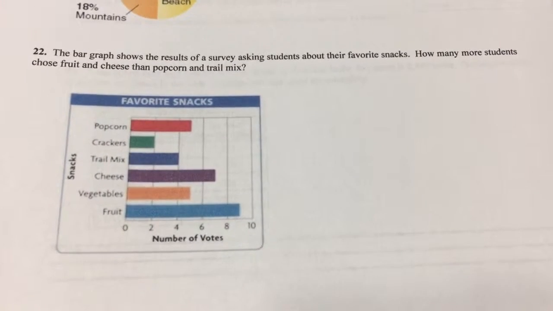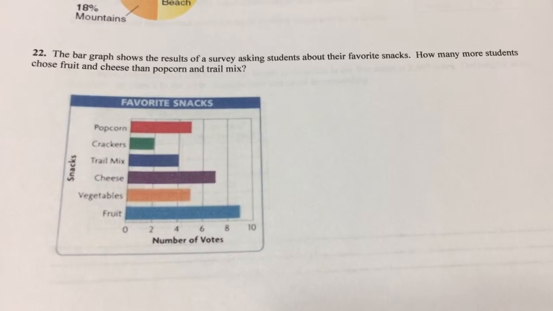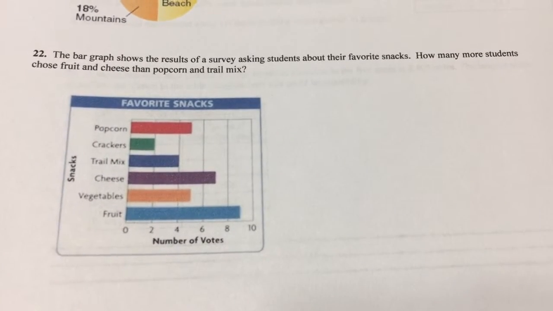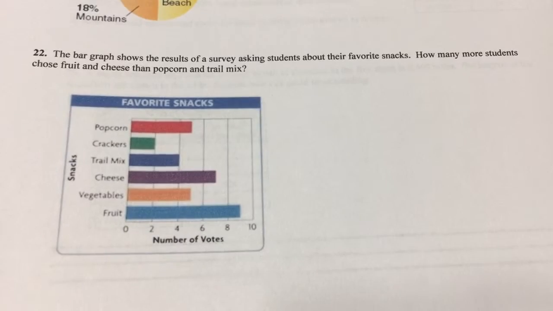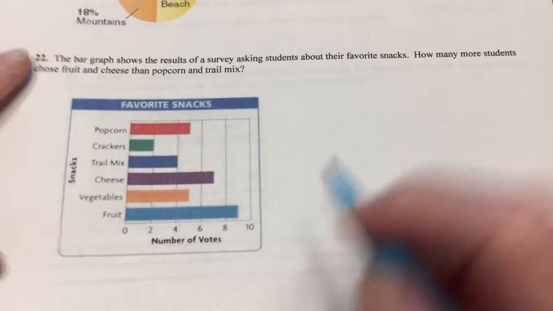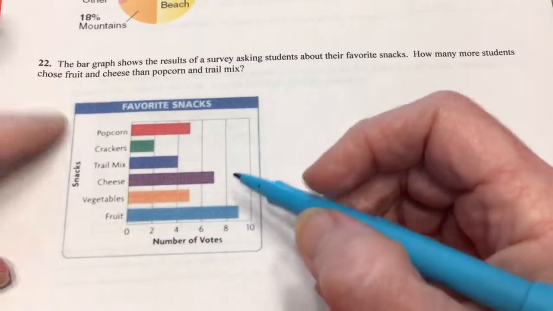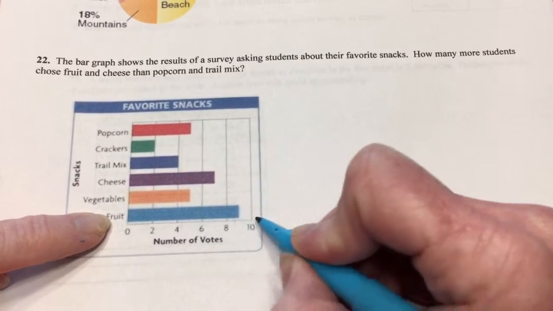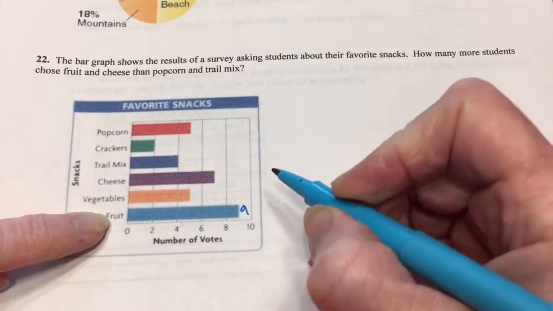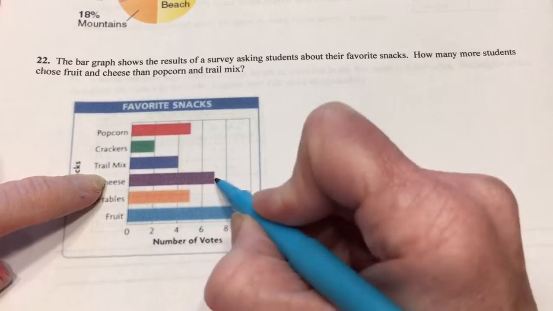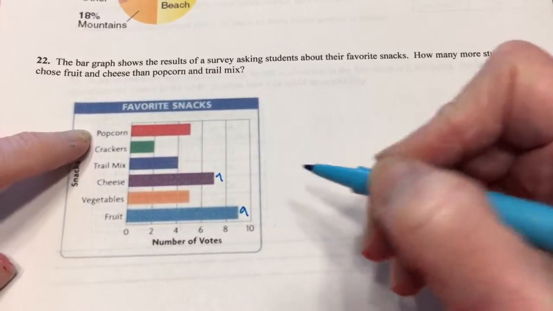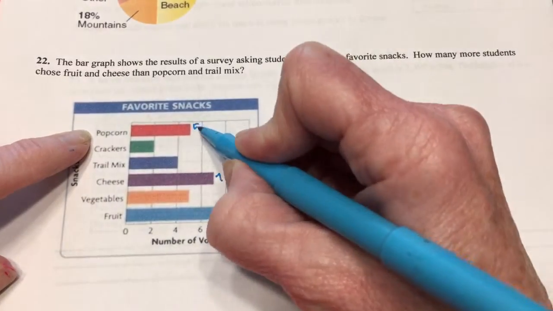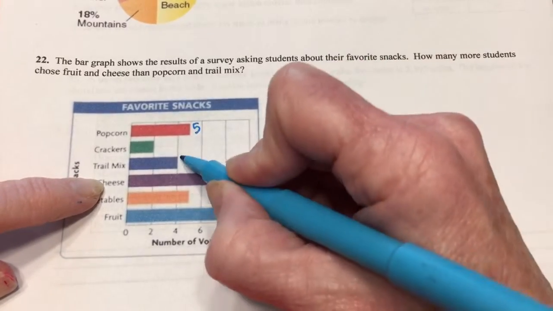All right, so it says the bar graph shows the results of a survey asking students about their favorite snacks. How many more students chose fruit and cheese than popcorn and trail mix? So if I go ahead and look at how many chose fruit, looks like that's between 8 and 10, so that would be 9. Cheese is between 6 and 8, we'll call that 7. Popcorn is 5. And trail mix is 4.